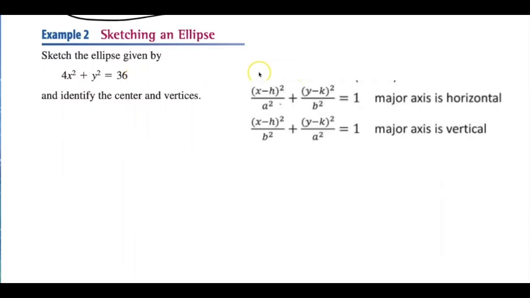So given our two standard form equations, if you notice, they always equal 1, which means we want to make this side equal 1. The easiest way to do that, we're just going to divide everything by 36 to make this side equal to 1. Divide by 36. So it looks like the standard form. Over here, we have 4 over 36.